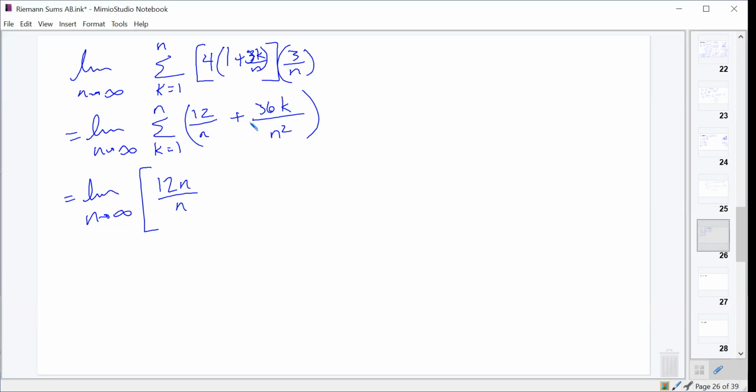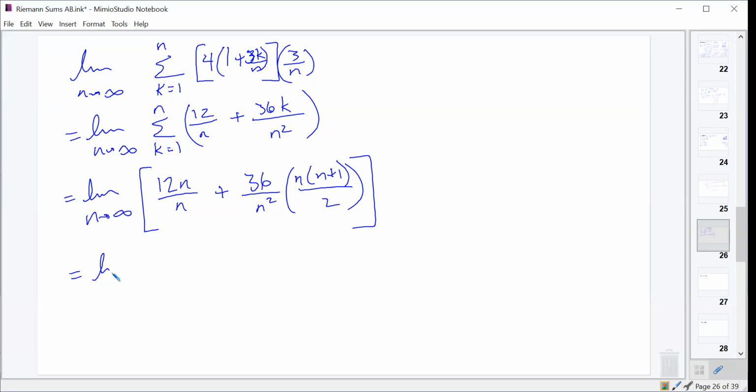These ones, I'm not just adding a constant, because 36k over n squared is not a constant because of the k. With each value, k increases by 1. It goes from 1 to 2 to 3 to 4 to 5 up to n. So that should become 36 over n squared times the value of k when I sum it from 1 to n, which is n times n plus 1 over 2. Good or no? Good. All right.